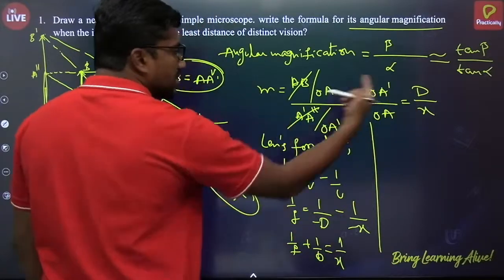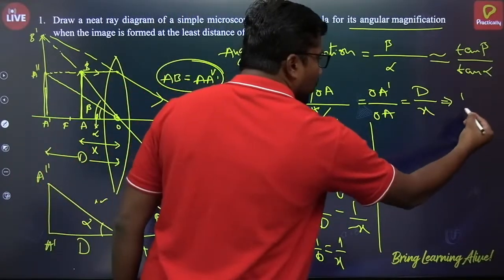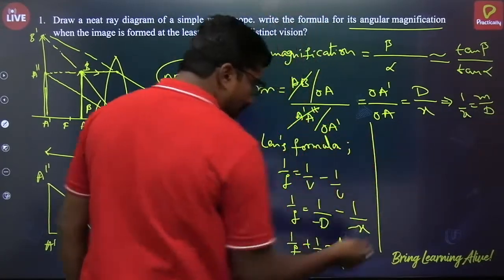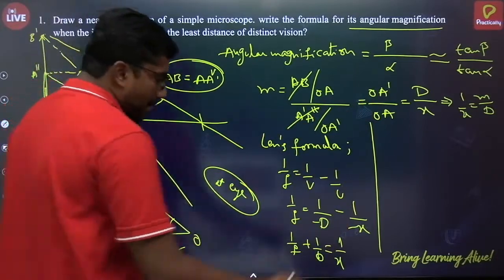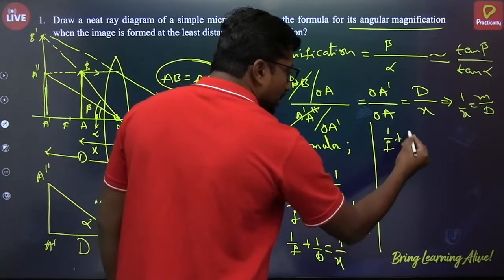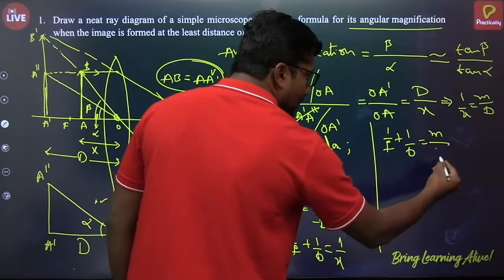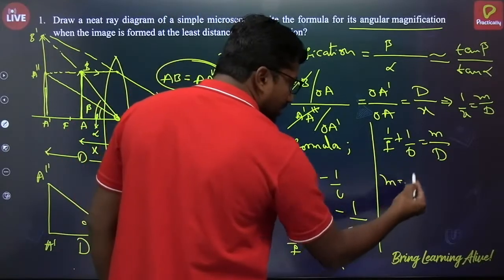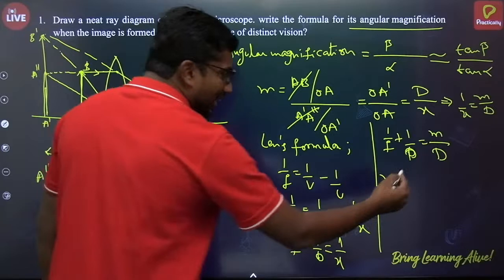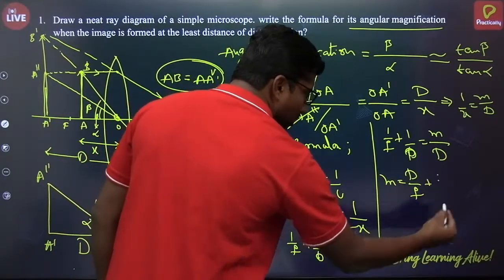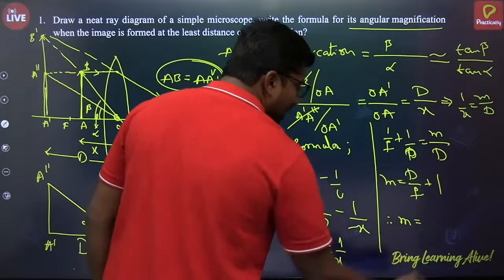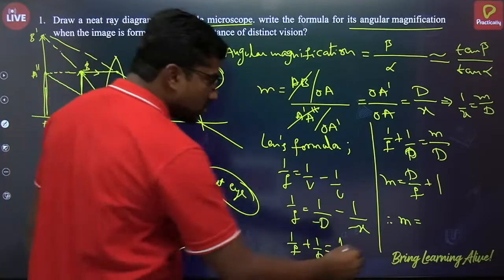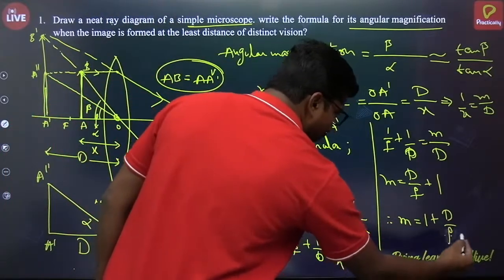And here M is equal to D by x. From here 1 by x we can write as M by D. So in the place of 1 by x, now we can substitute M by D. That means 1 by f plus 1 by D is equal to M by D. If you bring D to this side, then M you can write as, this is also D, don't confuse again, D by f plus 1. Therefore, the angular magnification of the simple microscope will become M is equal to 1 plus D by f.